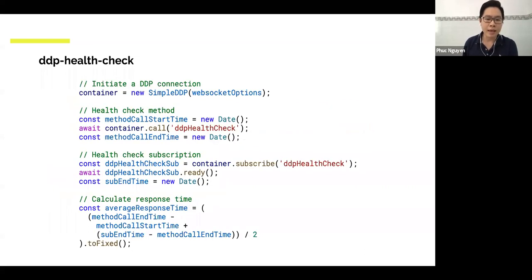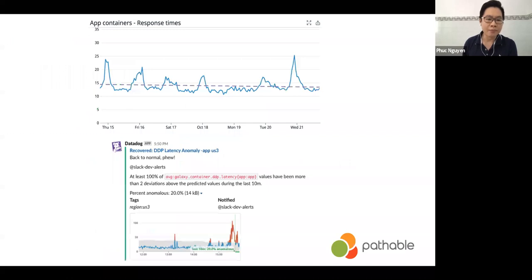And once we get all of those desired containers, for each of them, we initiate a simple DDP client, and then we make one method request and one subscription request. We calculate the response time and then send the average to Datadog. And the end result is that we will have a very nice chart that you can see at the top of the slide, where we have an overview of how our DDP performance changes over time.